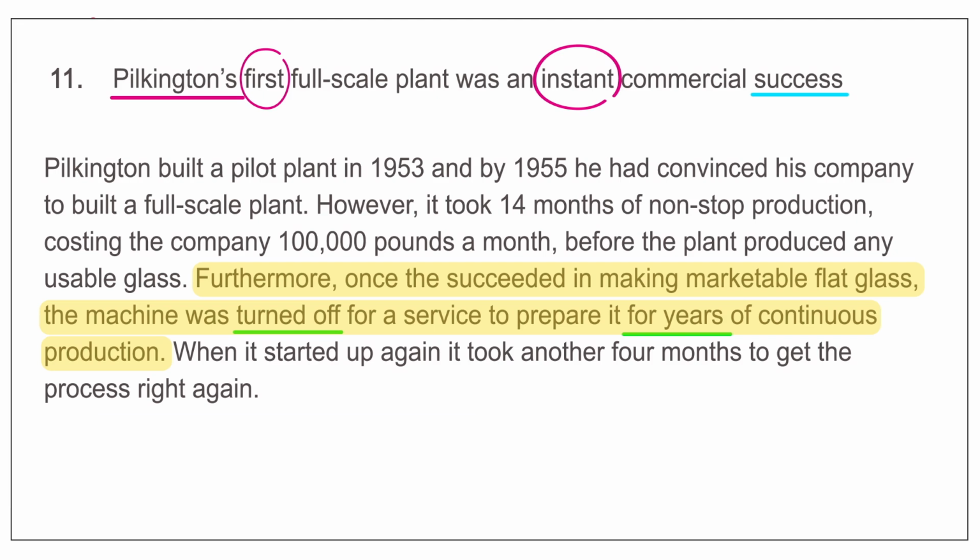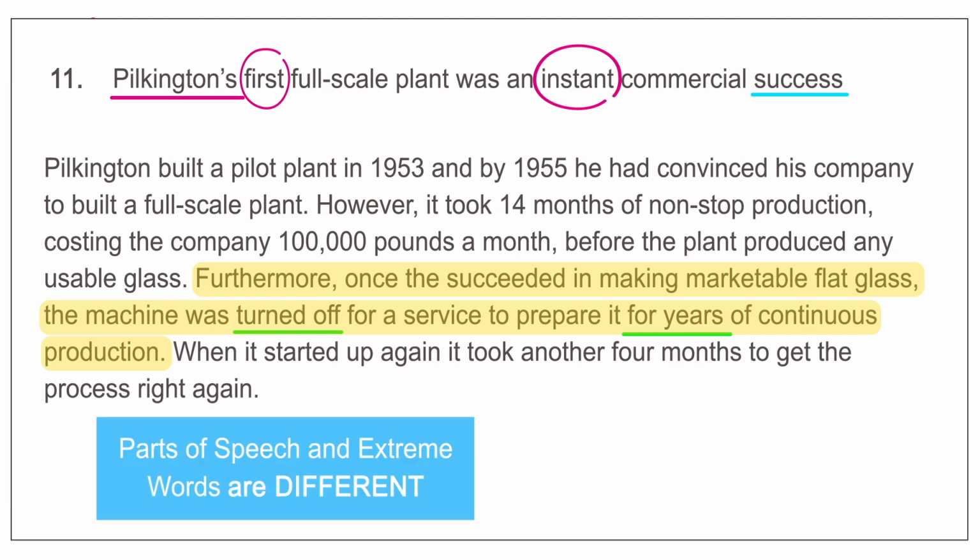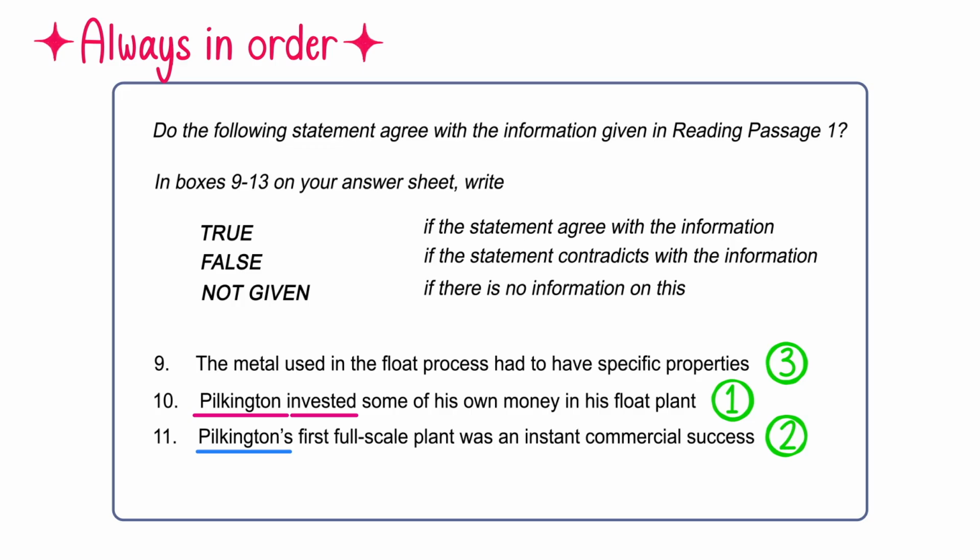So because the extreme words that we have here are different, because that was not instant, because it took years to continue its production, that was false, right? That was not an instant commercial success, right? So the answer is false or no. All right, now we have spotted the paragraph here. We know that question number 10 was in this paragraph. So we're pretty sure that the answer for question number 9 is in the paragraph before this paragraph.